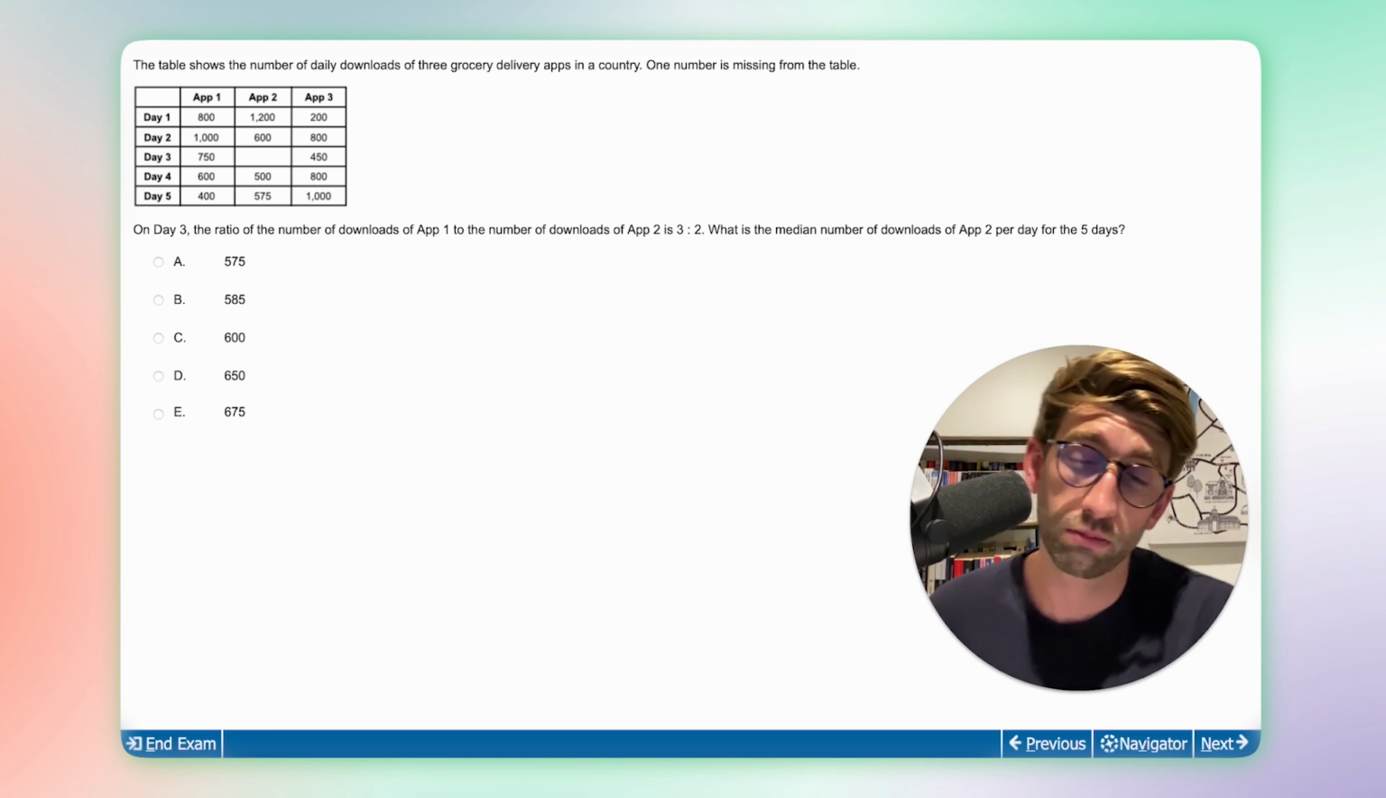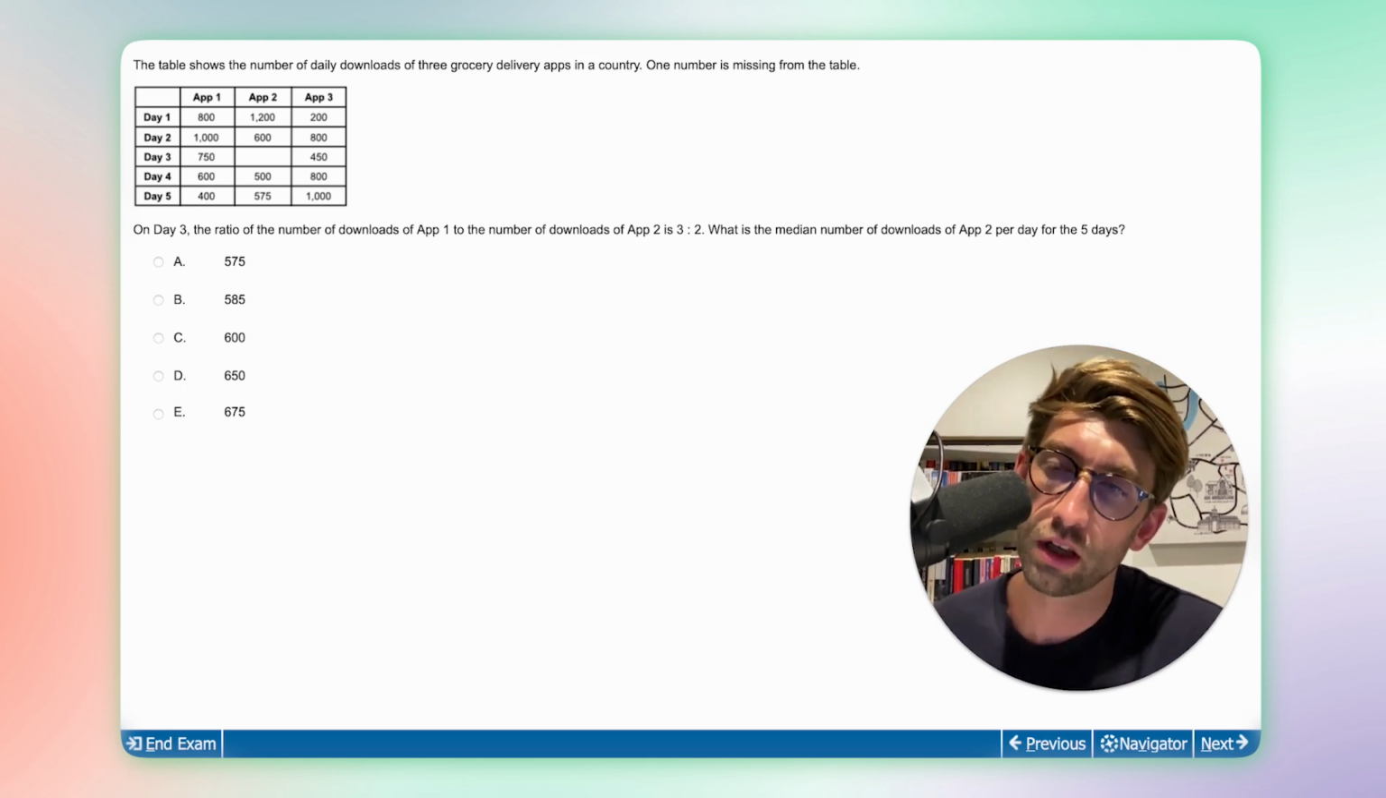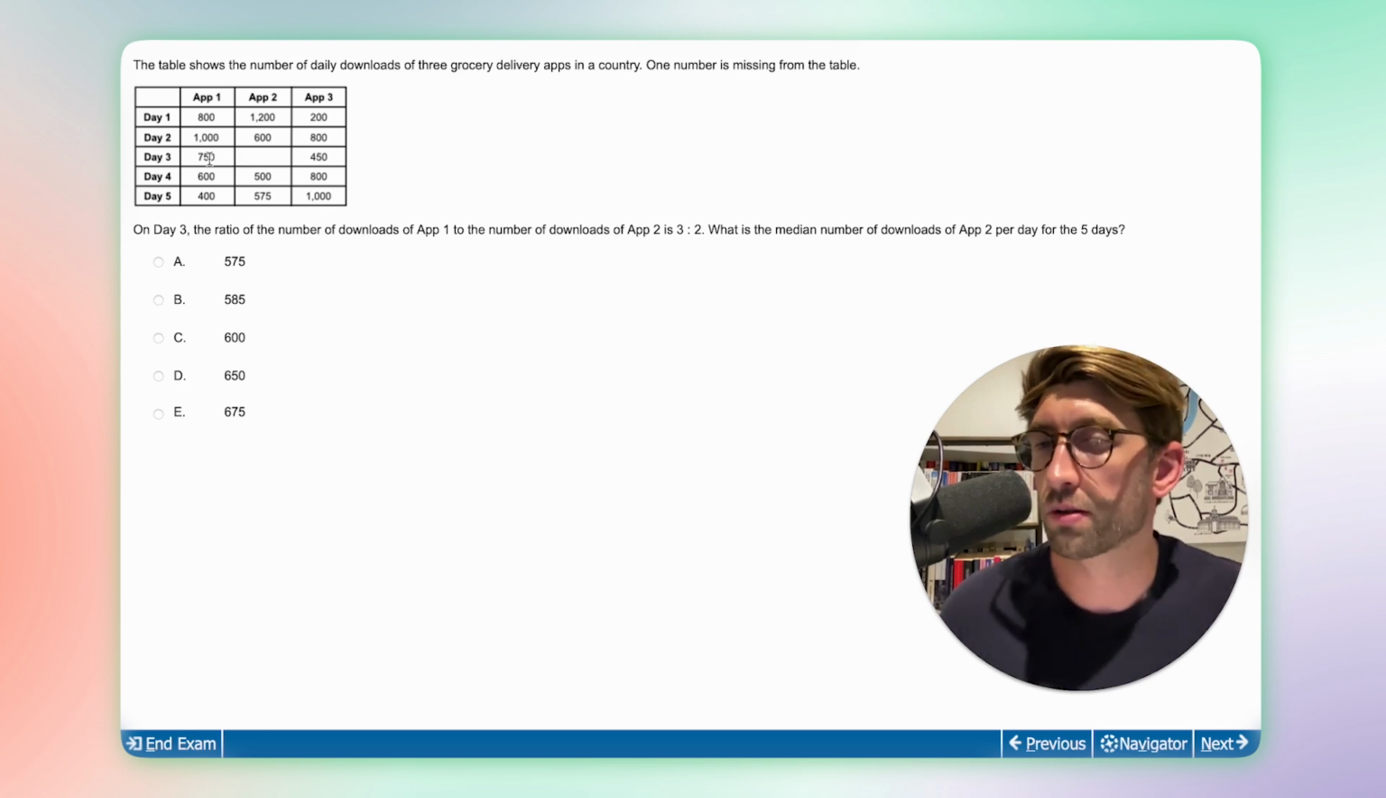Right, okay, so again, before you dive in and do any calculations, just work out what it's asking you. Basically, it wants you to work out this number so that you can work out the median of this. And then it's telling you that this number is in a 3:2 ratio with this. So basically, this plus 50% equals this. So it's pretty easy to divide by 3 and times by 2.